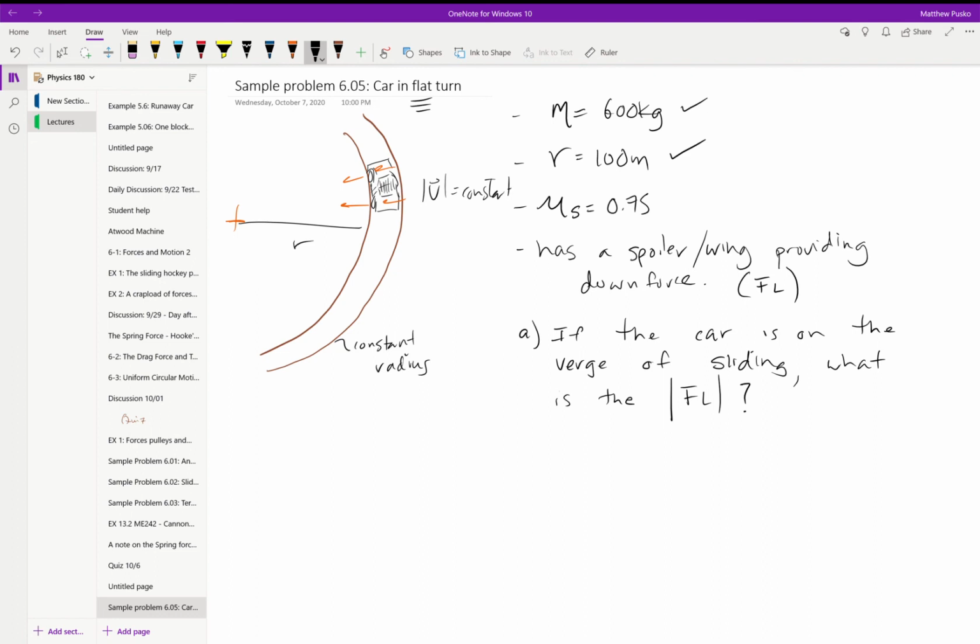What they want to know is if it has a spoiler or a wing providing downforce on it, we'll call that downforce the force of lift. If it has that wing and it's going around this corner just about to slide, how much downforce is it actually pushing? And I think when we do the free body diagram, it'll make sense why the downforce actually helps us take a sharper turn or go around the turn at a faster speed. And they want to know this when the speed is 28.6 meters per second.